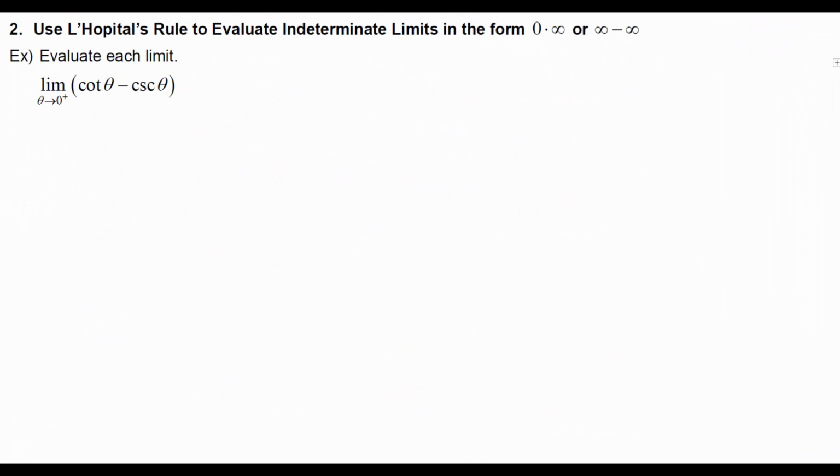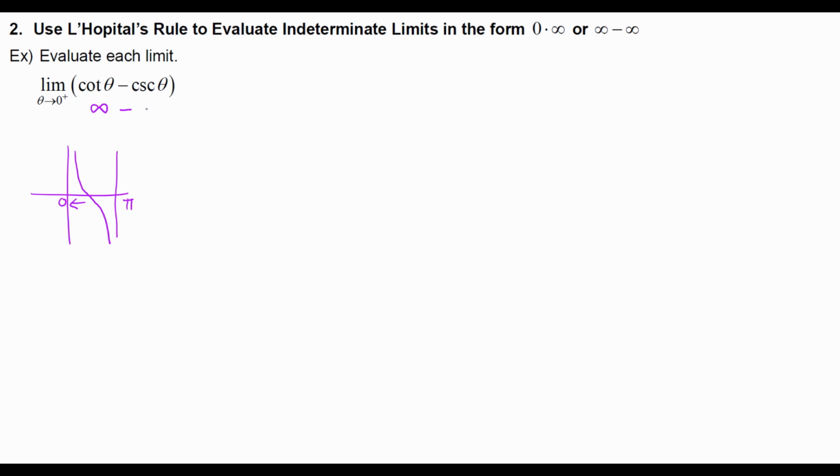Evaluate the limit as theta approaches 0 from the right of cotangent theta minus cosecant theta. Cotangent theta, if you recall, this is 0 and this is pi, and this is what the cotangent graph looks like. So as theta approaches 0 from the right, cotangent theta goes to infinity, minus cosecant theta as theta approaches 0 from the right.